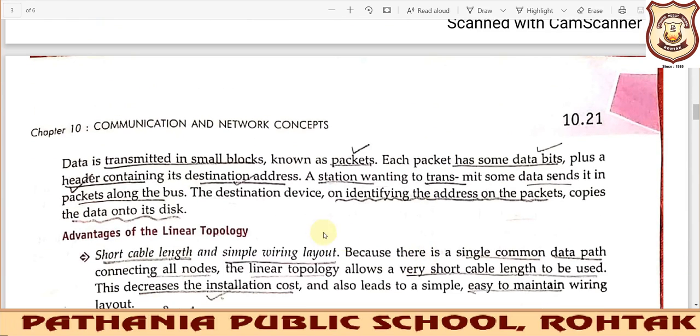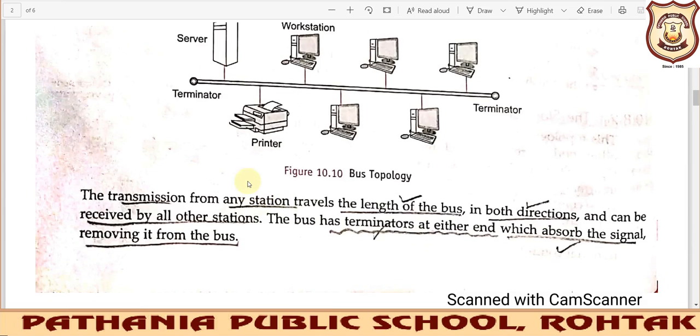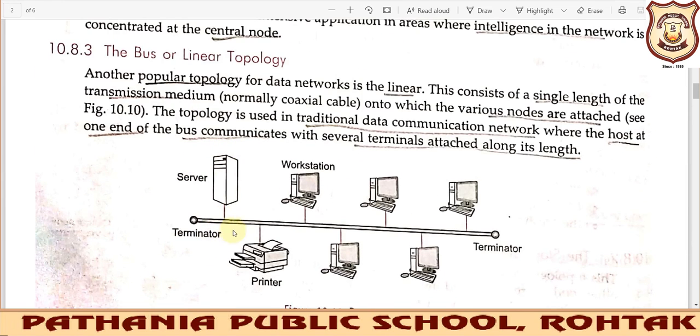Data is actually traveling in the form of packets, and we know the concept of packet switching. Packets have data in the form of bits. A packet transmitted from the server will have a header plus a destination address. Like, the server has sent a data packet from here, and this data packet will have the address. If I want to send some data to this particular computer, the server will put its address in the destination address column of that particular packet.